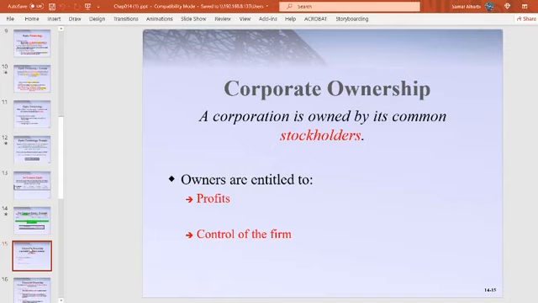The owner is not the manager of the company. The manager is just an employee in the company. So this is very important to remember. The owners of the company are the shareholders or stockholders. And as owners, which are basically investors and shareholders, they are entitled to profit and to control the firm, right? They have full control over the firm through voting. Normally, they have voting once a year. We will talk about this later on, inshallah.